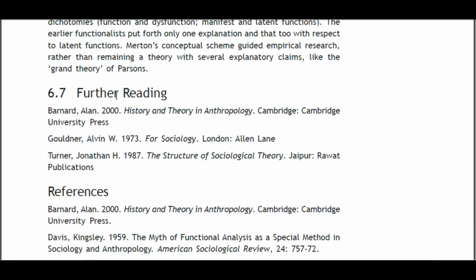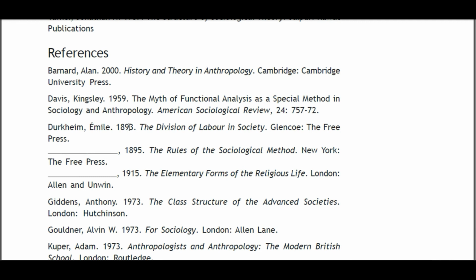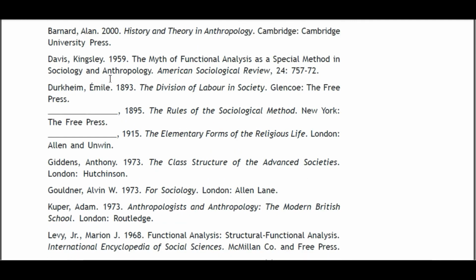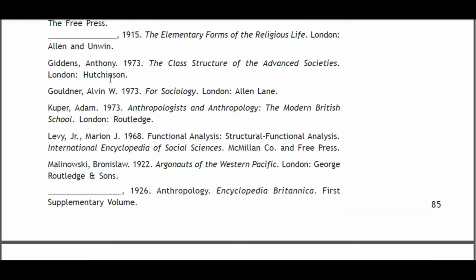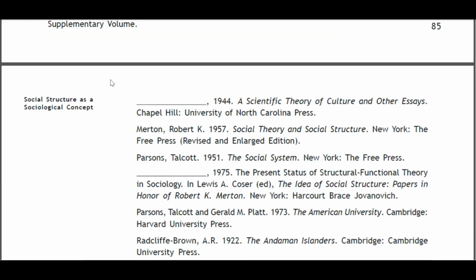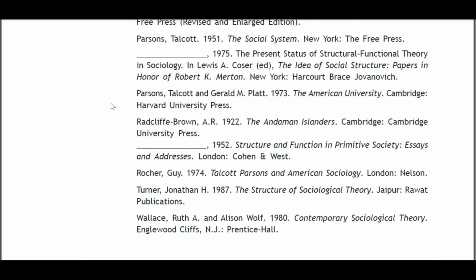In 6.7 you have further readings. Many books have been given, such as history and theory in anthropology. Then for sociology, by Golden and Alvin, and The Structure of Sociological Theory by Jonathan H. Turner. There are also many references given for this chapter, so you can go through them one by one in those books and the particular portion from where it has been taken. Okay, this is the end of unit 6. Now we will go to unit 7.